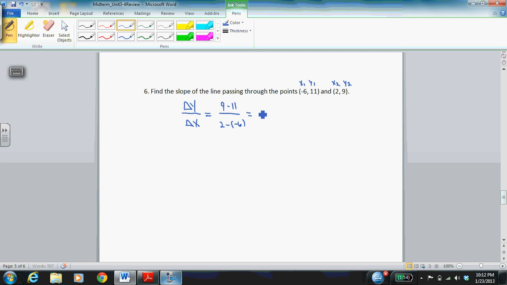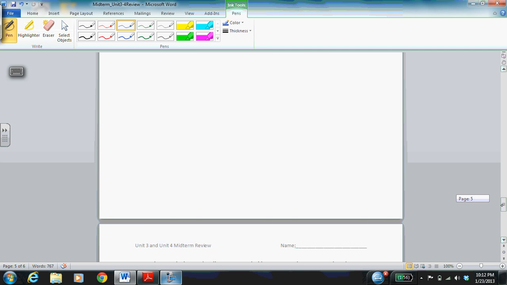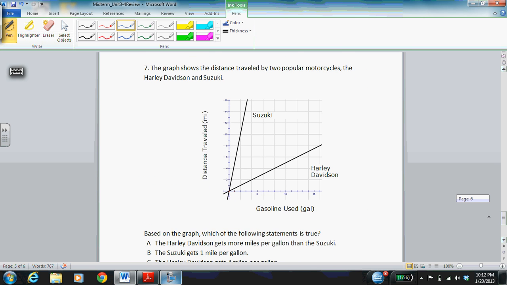So -9 minus 11, that is -20, and 2 minus -6, that's like 2 plus 6, because minus a negative becomes addition. So 2 plus 6 is 8, and now we want to simplify that. That's -5 over 2. So that is the slope of that line. You could also have looked at it on a graph. You could have graphed the points and then found the rise over run, but I won't do that. But you can.